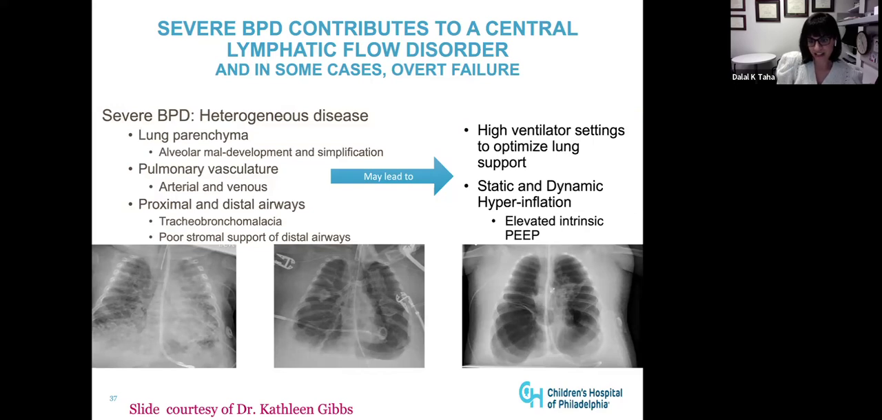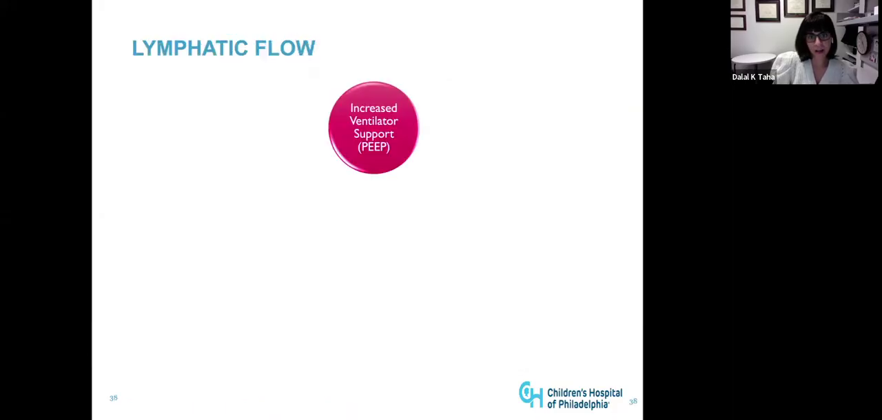And so static hyperinflation means they have intrinsic PEEP. And so changing the vent settings doesn't necessarily cause their lungs to decompress. And as you can see in this last image, this last chest x-ray, the mediastinum is very narrow with hyperinflated lungs. And as you can imagine, this is putting a lot of pressure on the venous system and not allowing the lymph to flow where it needs to go. And so oftentimes these patients become very swollen.